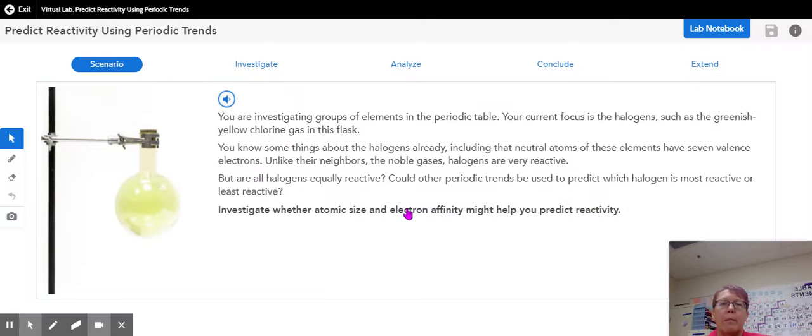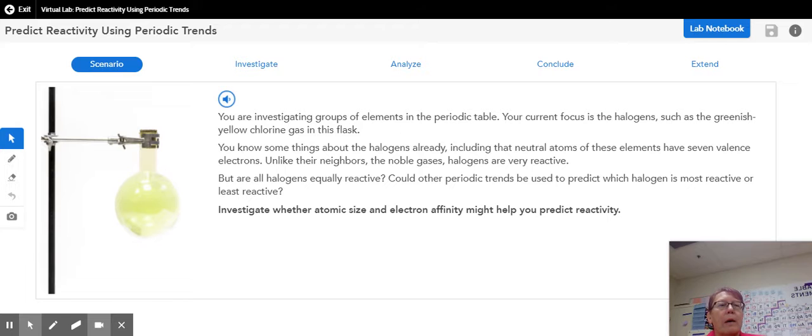Now I'm going to go to the lab. Like I said, there are 5 pieces up here: scenario, investigate, analyze, conclude, and extend. You're going to want to read through. The first thing it says is, you're investigating a group of elements in the periodic table. Your current focus is on the halogens. Remember, the halogens are group 17.